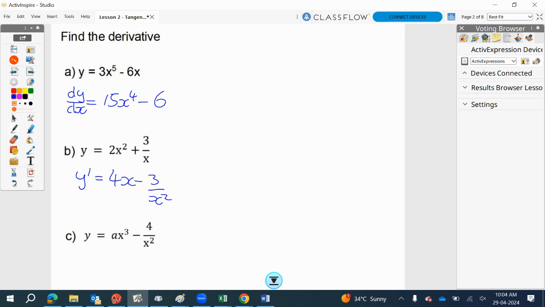Somebody else can do C. Who's going to do C first? Yep. y prime equals 3x squared plus 8x to the power of 3 plus 8x to the power of 4. Good. Excellent.